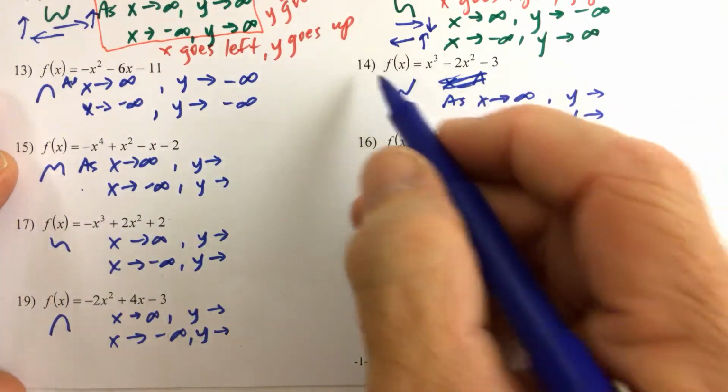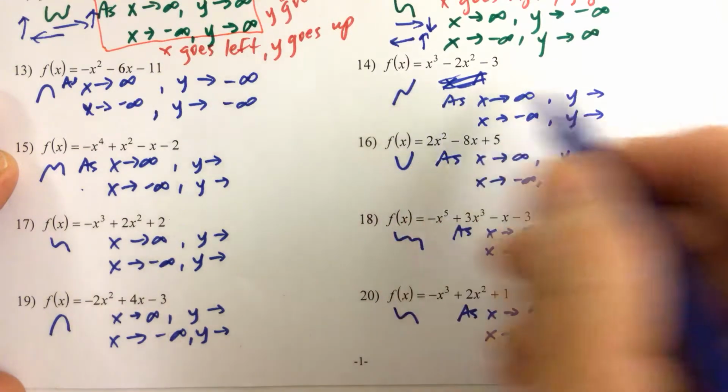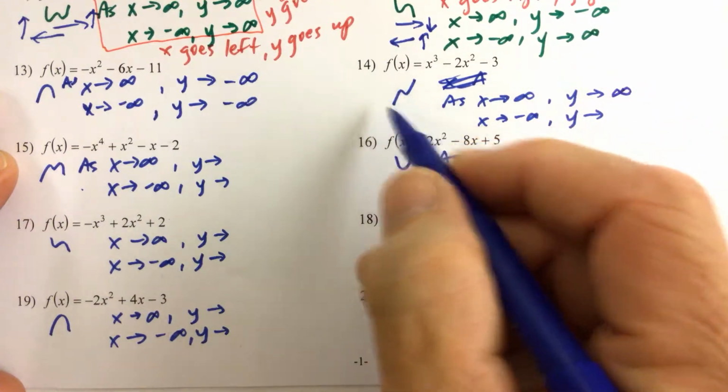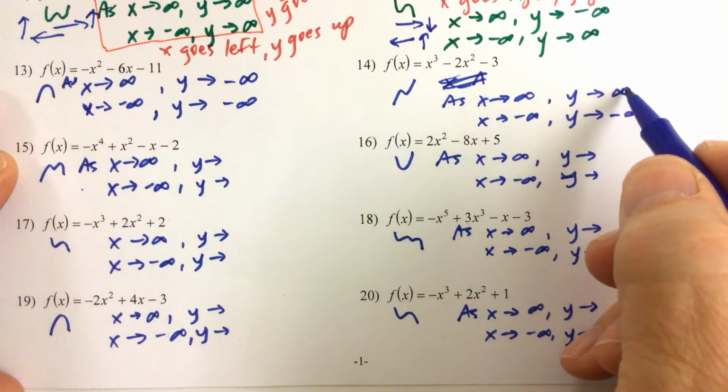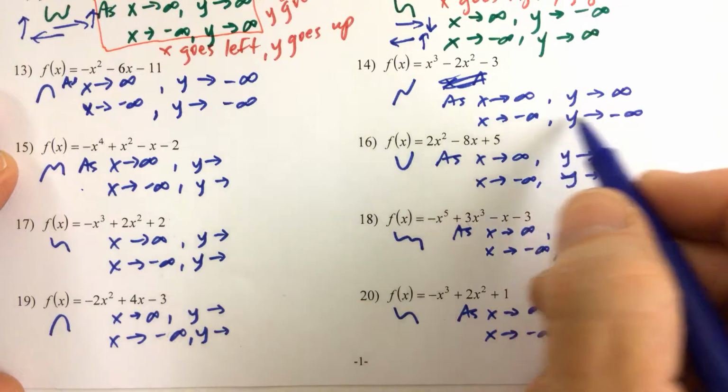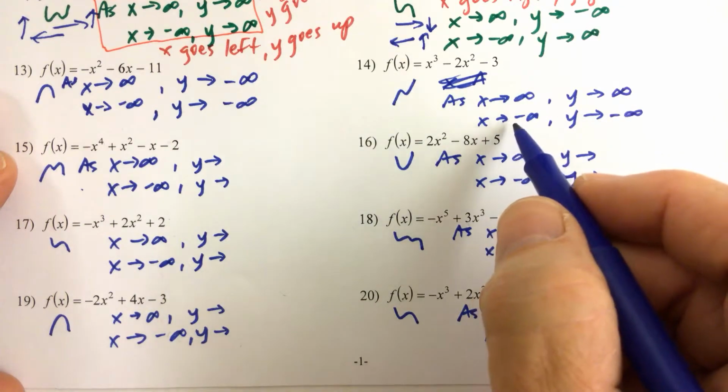For number 14, we see as x goes to the right, y goes up. As x goes to the left, y goes down. And so y approaches positive infinity as x approaches positive infinity, and y goes to negative infinity as x approaches negative infinity.